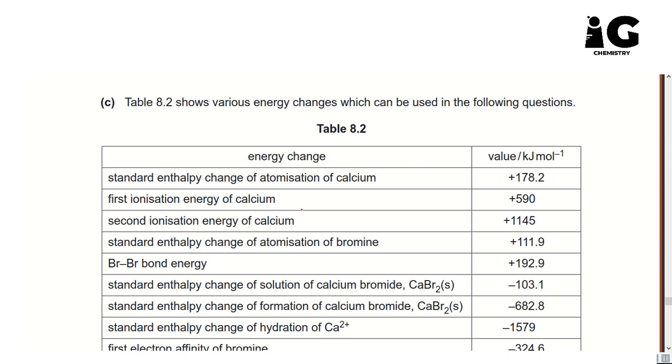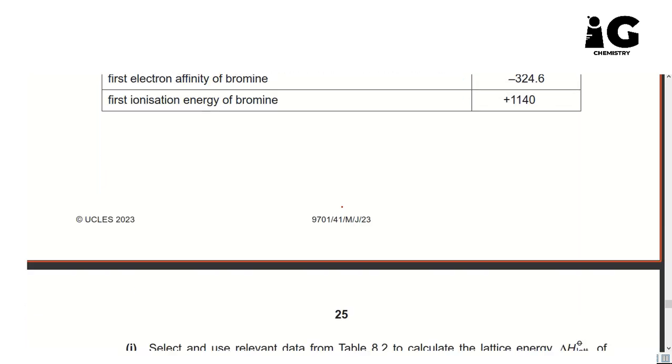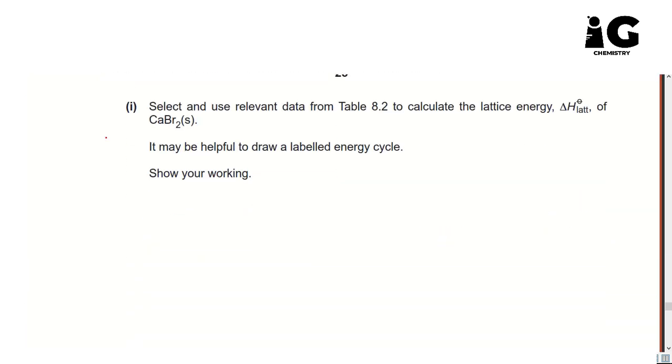Okay, letter C, table 8.2 shows various energy changes which can be used in the following question. So this is table 8.2. Here we have the values of some energies as we see. And then the question is, select and use relevant data from table 8.2 to calculate the lattice energy of calcium bromide. This is calcium bromide, guys. It may be helpful to draw a labelled energy cycle to help your work.